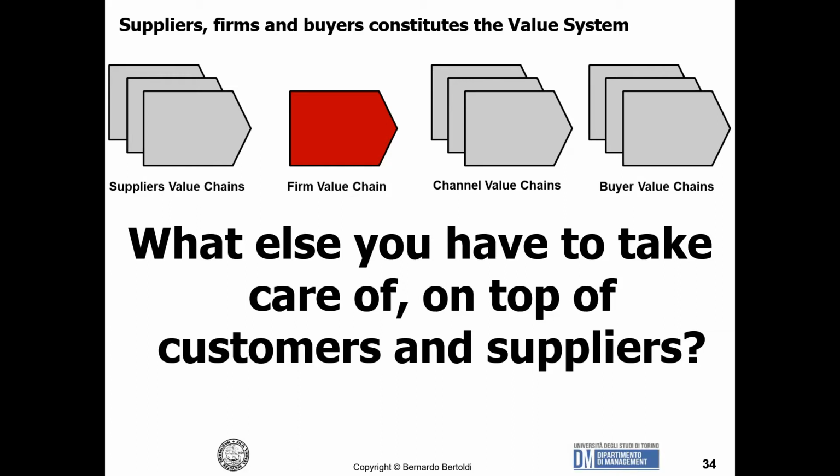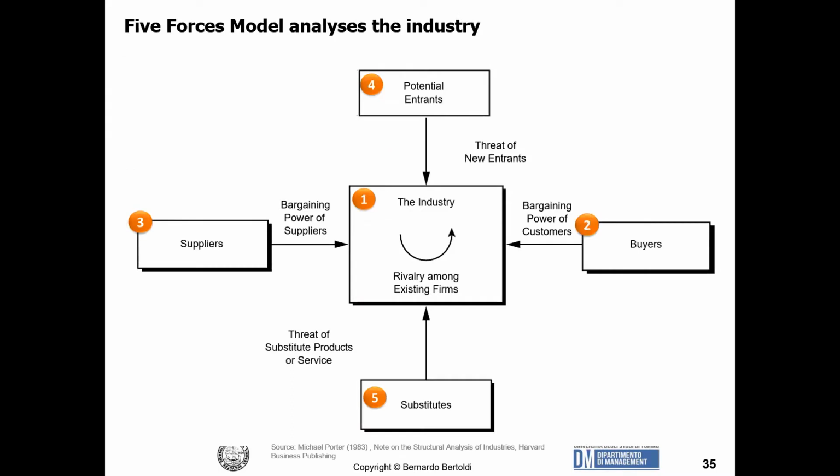The Porter 5 forces model starts by analyzing what Professor Porter called the value system, the process of creating value from suppliers to final buyers. But then the model takes into consideration two additional forces that are acting on an industry, and puts additional elements, additional players, in the five forces framework.